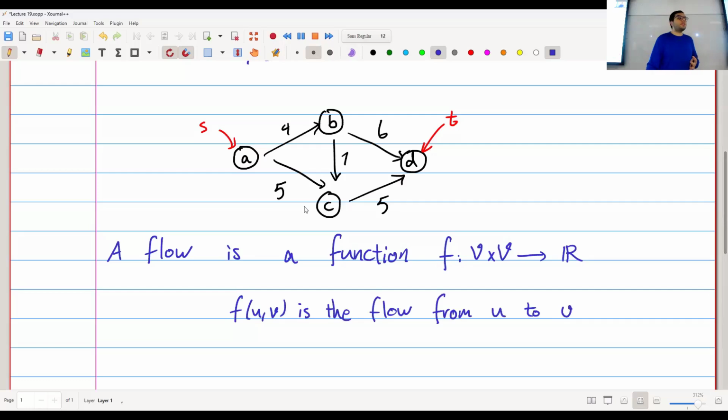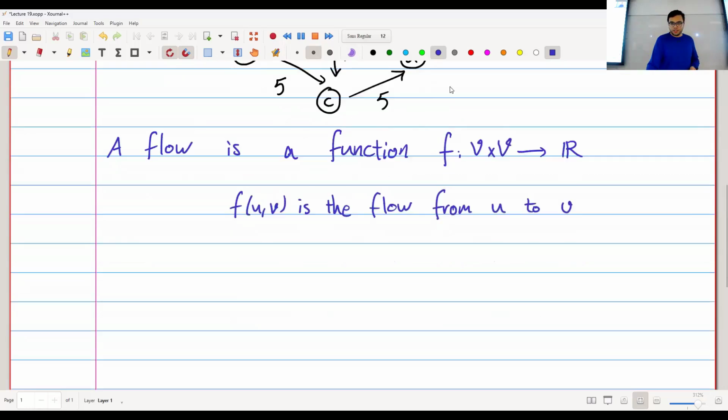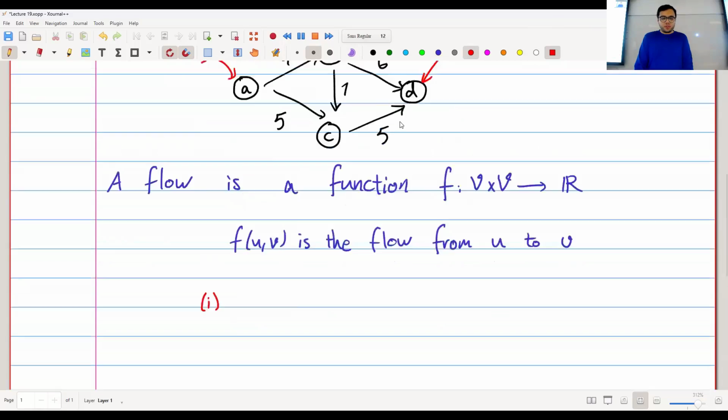Now, what are the conditions that I want to be satisfied? So these are the conditions. The first condition is, of course, that I cannot send more flow than the capacity. So I have to say that for every pair of vertices u and v, the flow from u to v is at most the capacity from u to v. Very tricky.